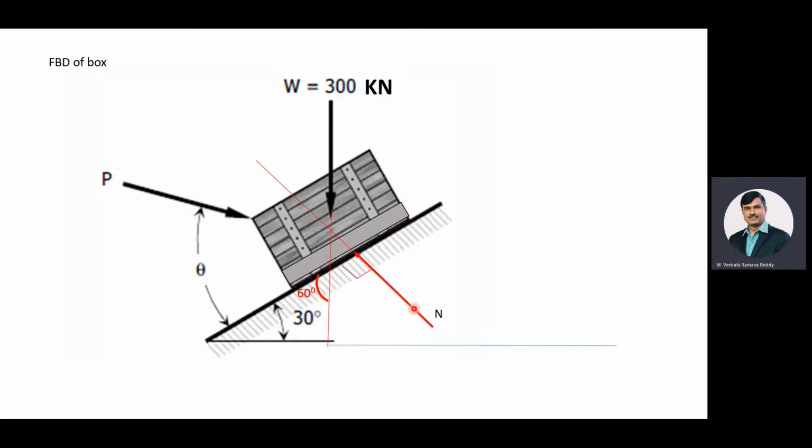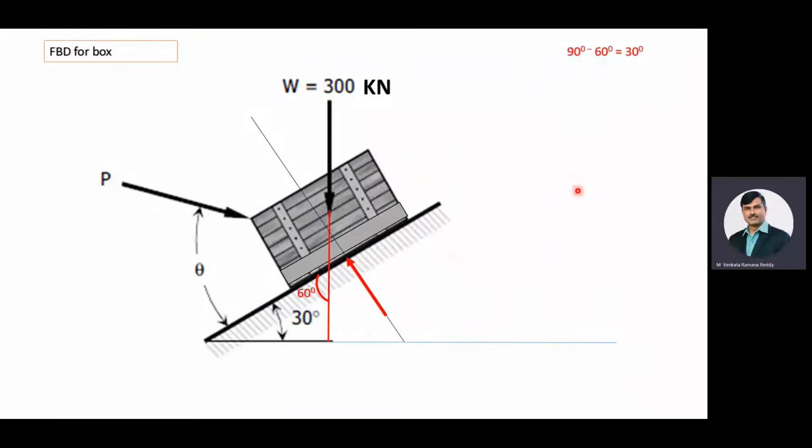Then, as the normal reaction inclination with the incline is 90 degrees, the angle between the normal reaction and the weight force is how much? That we'll see now. Here our objective is to find the angle between the weight force and the normal reaction. The normal reaction is making an angle of 90 degrees to the incline, whereas the weight force inclination with the incline is 60 degrees. Then this angle becomes 90 minus 60, which is equal to 30 degrees.